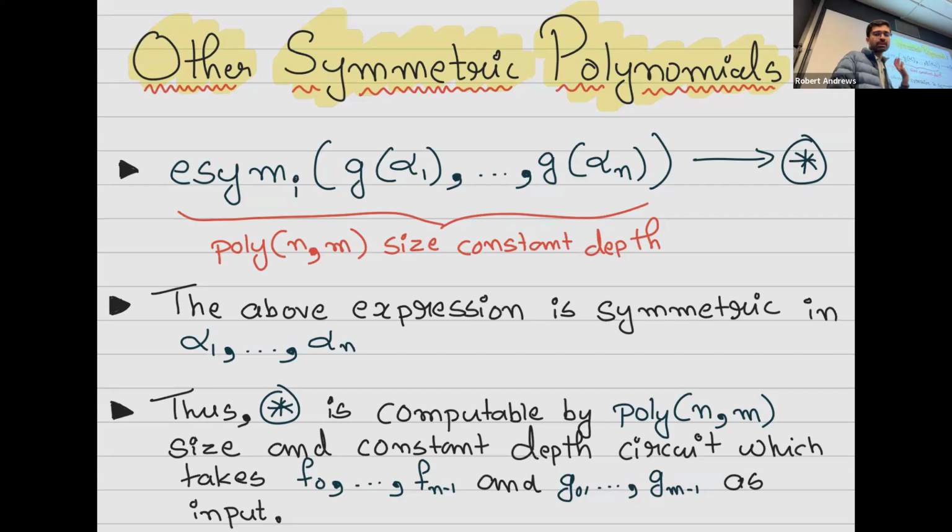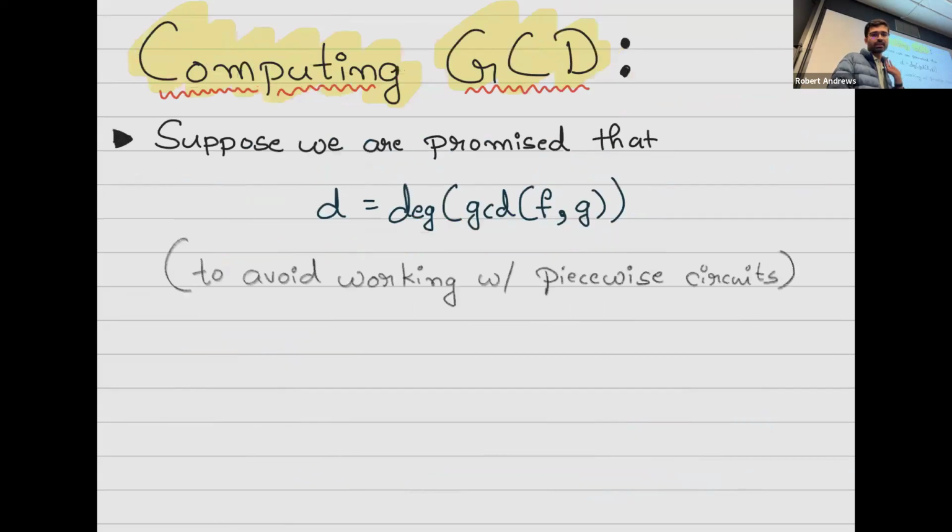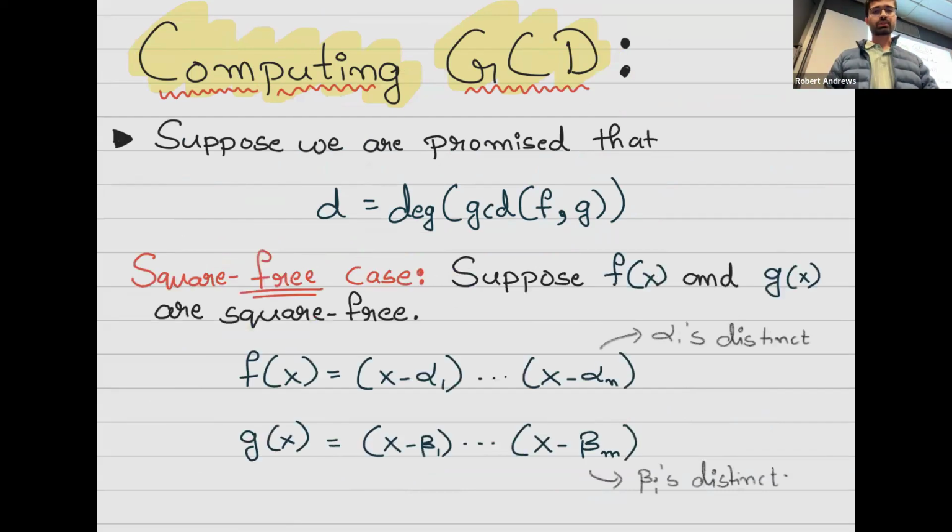So let's talk about computing GCD now. I said that we have to work with piecewise functions for the GCD. I don't want to deal with those issues. So let's say I am promised that the degree of the GCD is D. Okay, this promise is given to me, and now I go to work on this. So let's only work on the square free case. Hopefully, I'll be able to finish it in 5 minutes. So we have f and g, whose roots alpha i and beta i are all distinct.